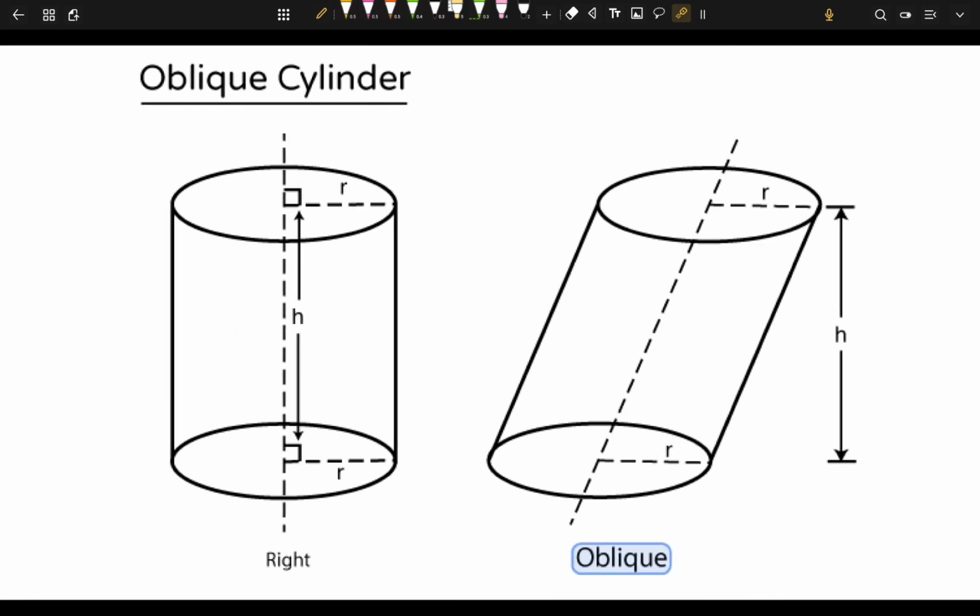Oblique cylinder natin, katulad nga ng sabi ko sa inyo, meron tayong right and we have the oblique. Kapag right, perpendicular yung ating height doon sa ating dalawang bases. And kapag naman po oblique, nakatagilid siya, kaya hinahanap natin lagi yung ating height na perpendicular doon sa ating bases.